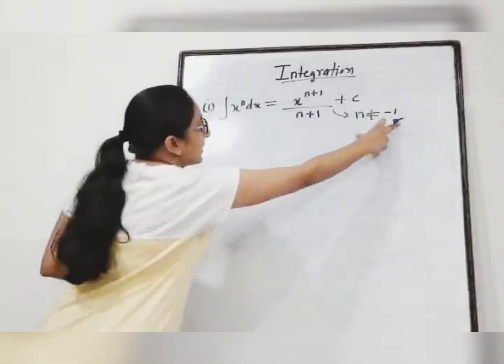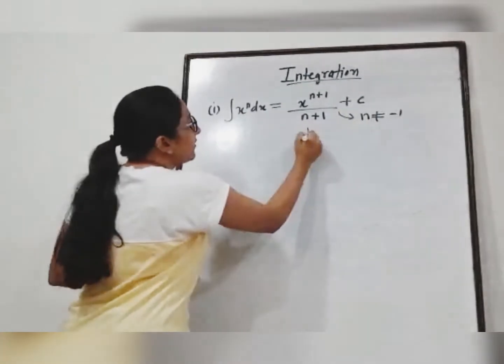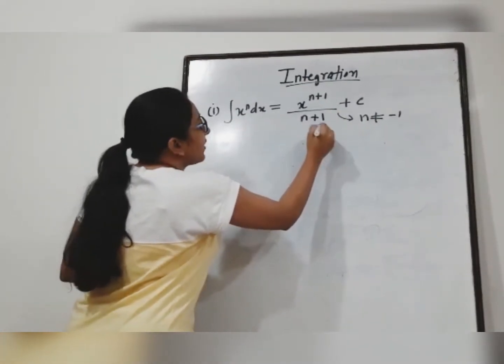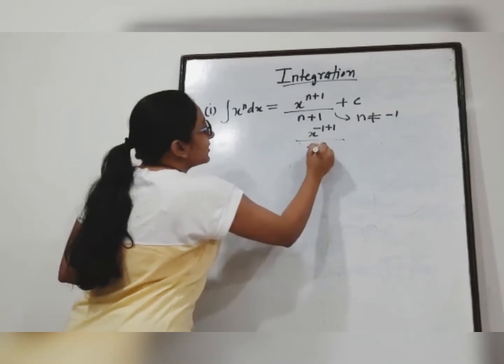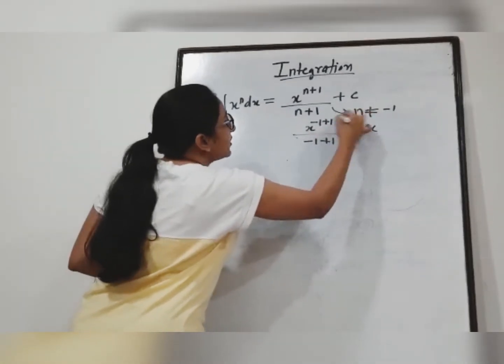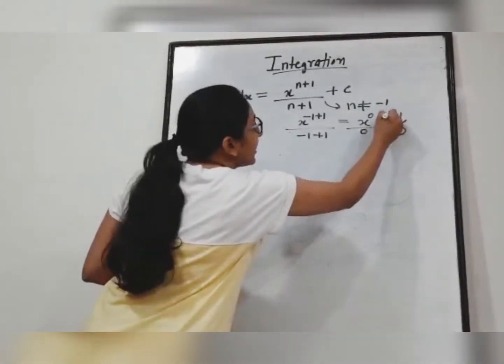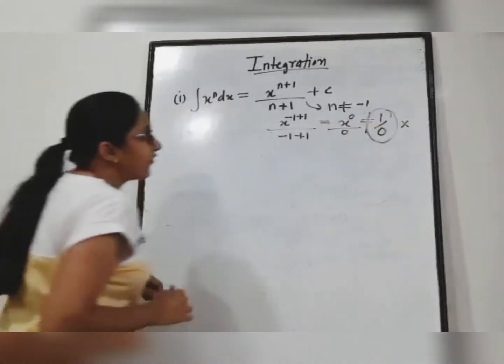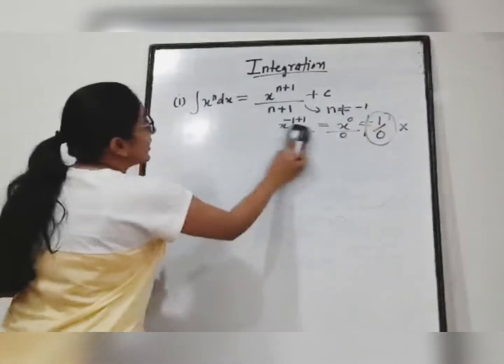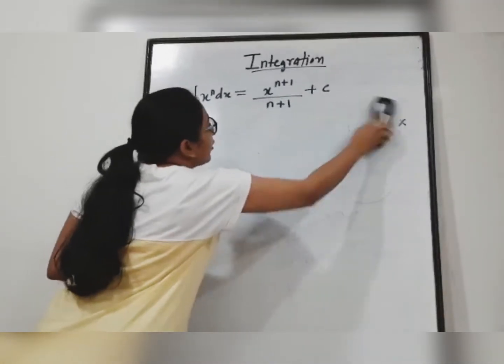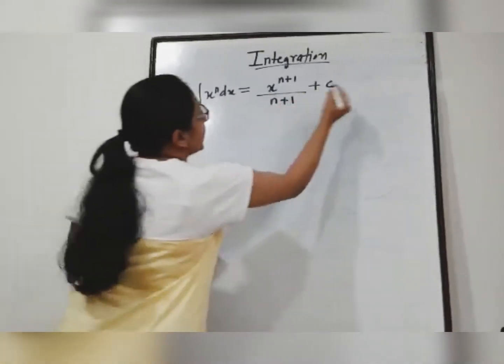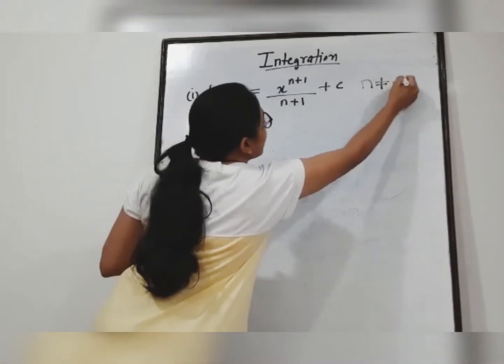If we put n as minus 1, it will be x to the power minus 1 plus 1 divided by minus 1 plus 1. That will be x to the power 0 divided by 0. And we all know 1 by 0 is an undefined term. This is not defined. That's why please remember, whenever you apply this formula, here n should not be equal to minus 1.